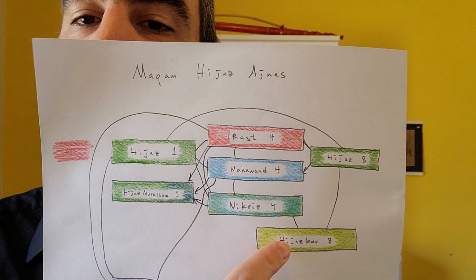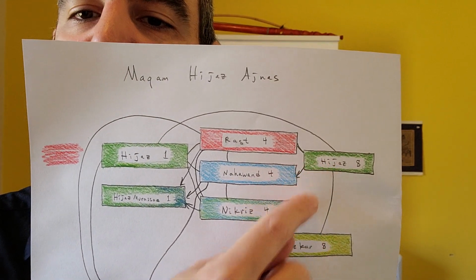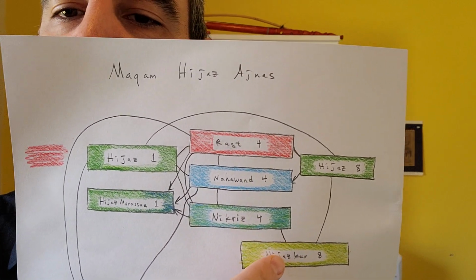As soon as you get to that raised 7, 8, 9, 8, 7, we move to Hijaz Kar.